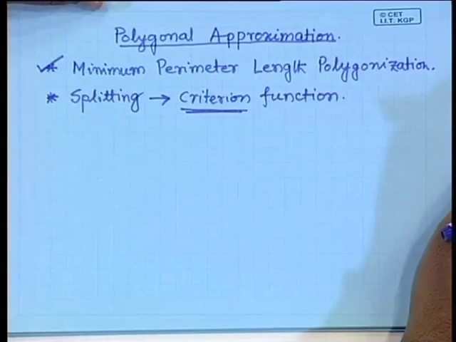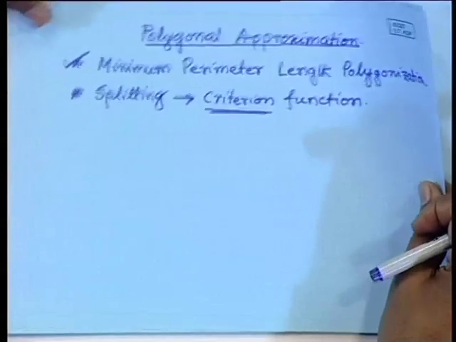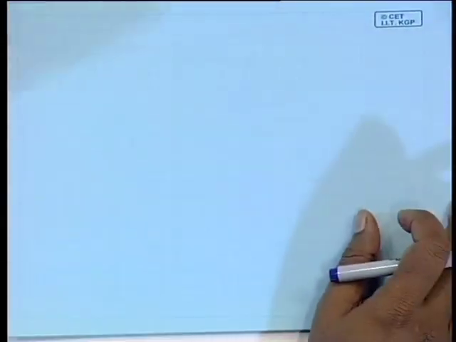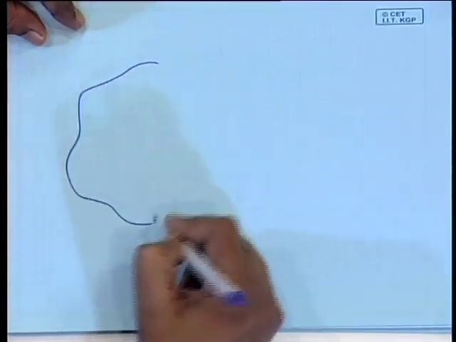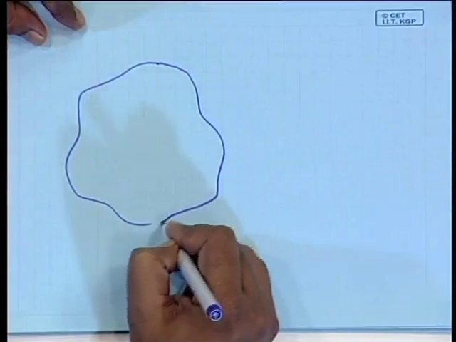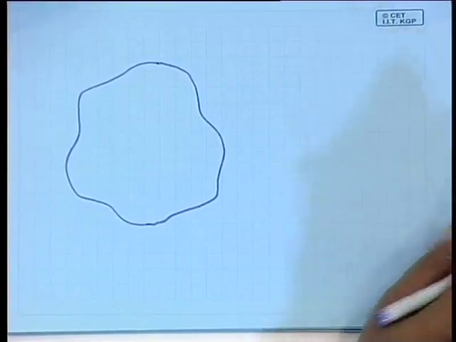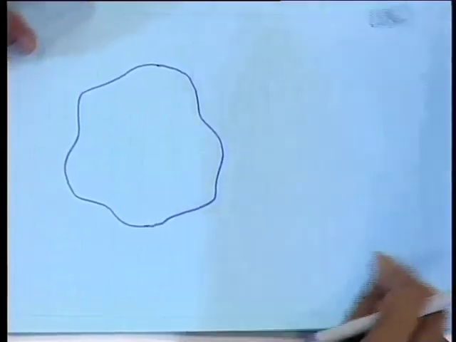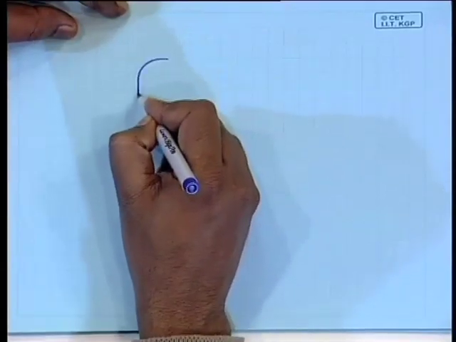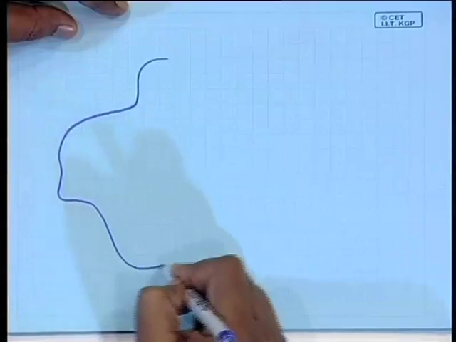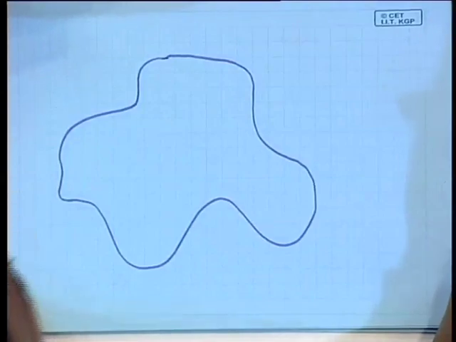What I mean by that? Okay. So, to do this, let me again take a boundary of arbitrary shape. Say I have a boundary something like this, okay. Or let me make it a bit more complicated. Okay. So, I have a boundary something like this.